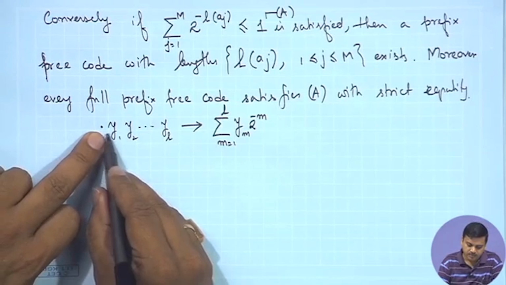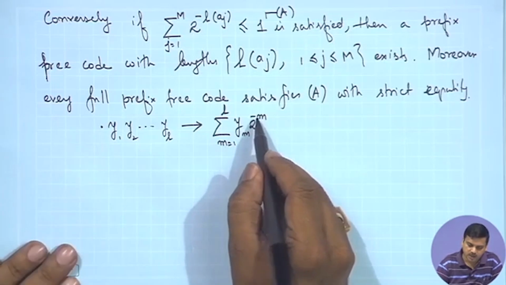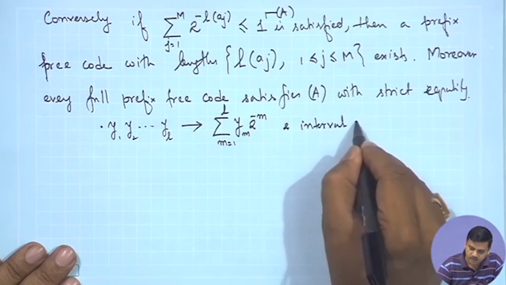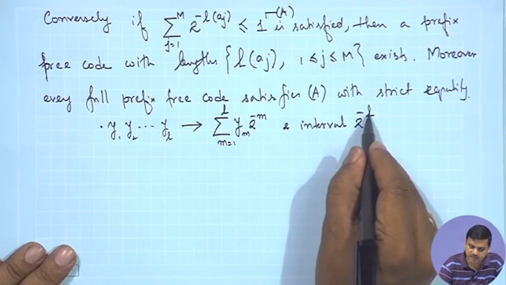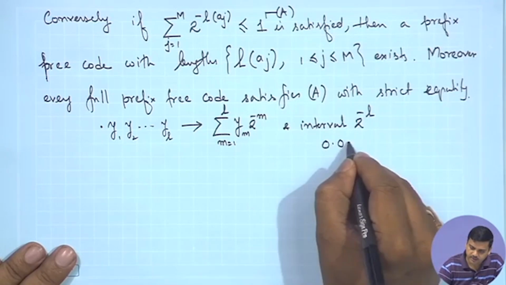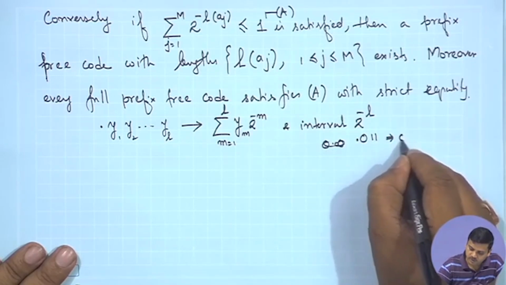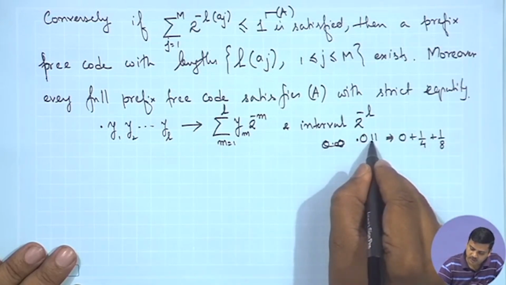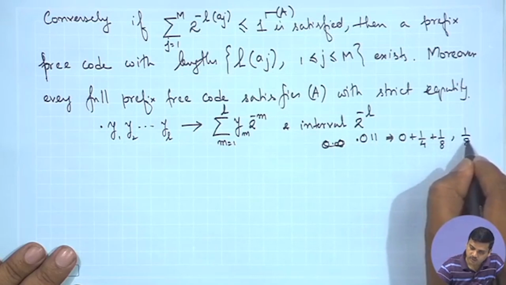So, if I write a point 1, I get 1 multiplied by 2 to the power of minus 1, so half, and this has an interval of 2 to the power of minus L. So, if there are L bits in it, the interval is 2 to the power of minus L. For example, if you have 0.011, this would map to 0 plus 1 by 4 plus 1 by 8, because this is 0, 1 multiplied by 2 to the power of minus 2 plus 1 multiplied by 2 to the power of minus 3, and this has an interval of 1 upon 8.